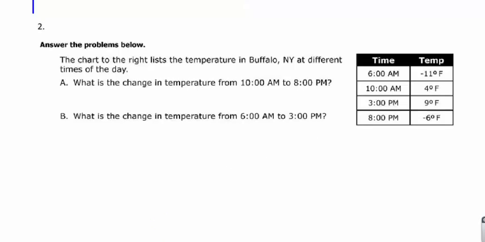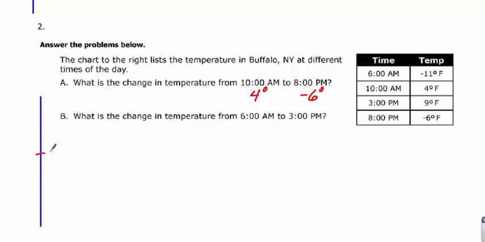Here is our second problem, and I'm going to get my number line. I'm going to bring it down here so I have another one to use for this problem. Same idea. Let's start by looking at the temperatures and matching them with the table. So 10 a.m. the temperature was 4 degrees. That's 4 degrees above 0. By 8 p.m. it was 6 degrees below 0.